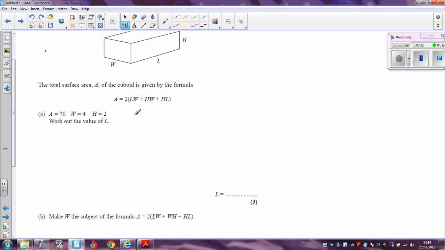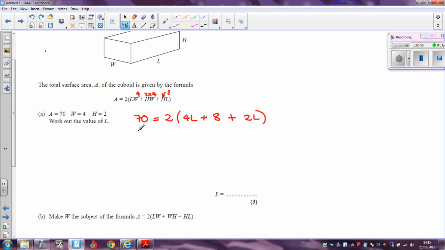Okay, A is 70, so I'm going to write 70 is equal to 2. LW, well the W is 4 each time, so that's 4, and that's 4, and H is 2, and here the H is 2. So let's just slap those in. So it's 2. LW then is going to be 4L. Try to put the letter first if you can. HW is going to be 4 times 2, which is 8, and HL is going to be 2L. And we're trying to find out the value of L.